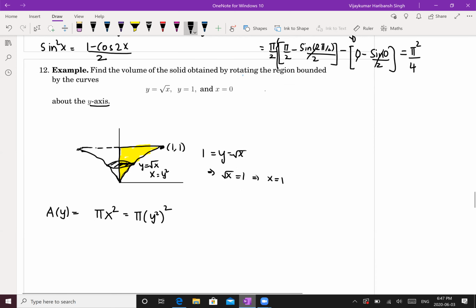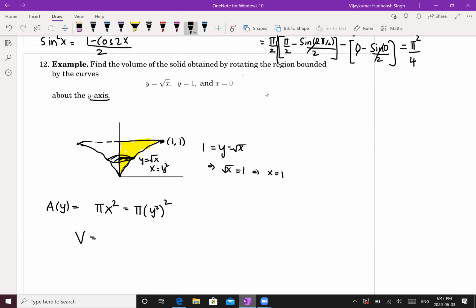So in that case, the volume will be the integral from 0 to 1. Now we are looking for y from 0 to 1. A of y dy, which is going to be the integral from 0 to 1 of pi y to the power 4 dy, which is pi y to the 5 over 5, from 0 to 1, and that is going to be pi by 5.